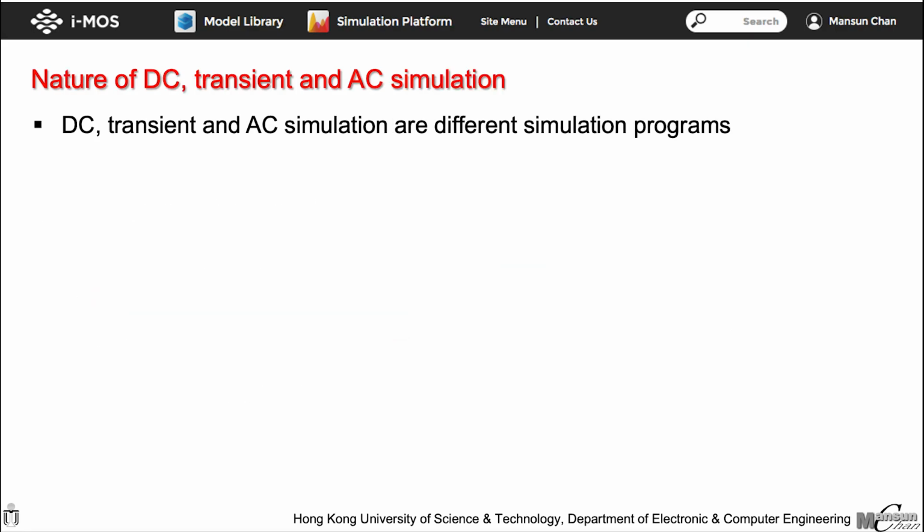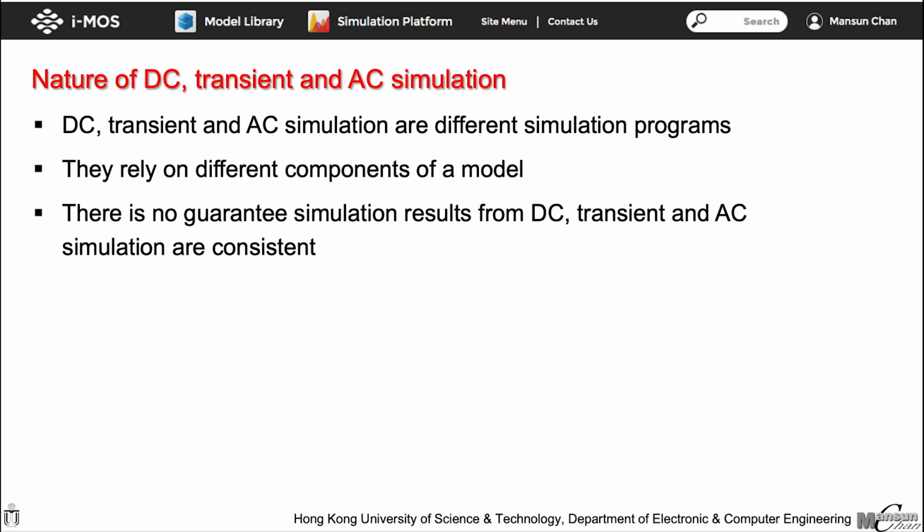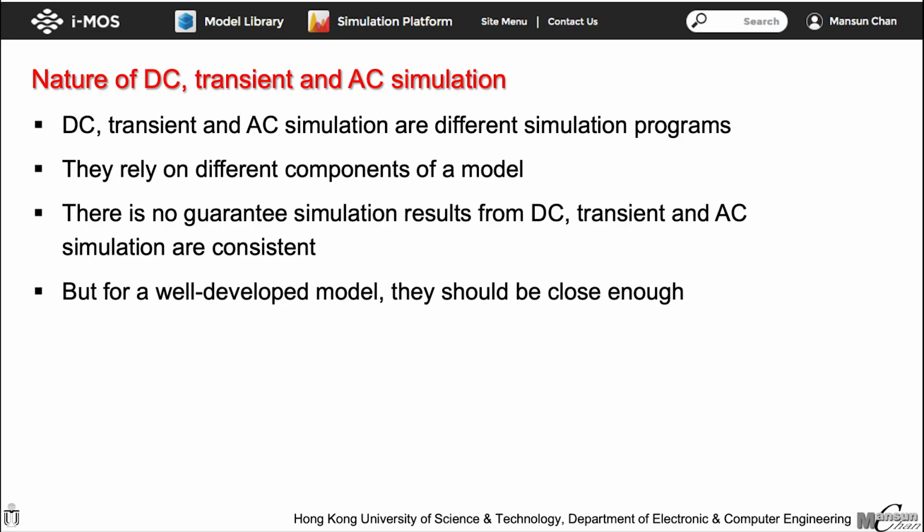From this, we understand that DC, transient, and AC simulations are essentially different programs operating with different models. As a result, there is no guarantee that they will produce consistent results, even though we expect the results obtained from different modes of simulation methods are close enough.